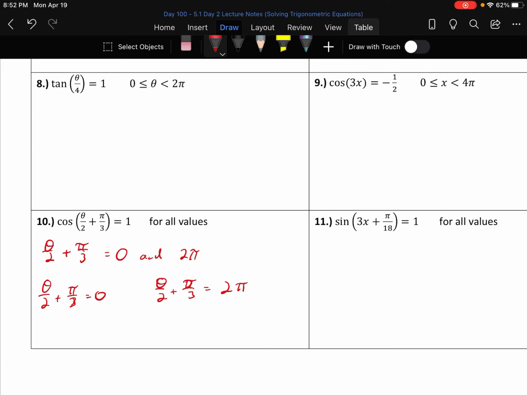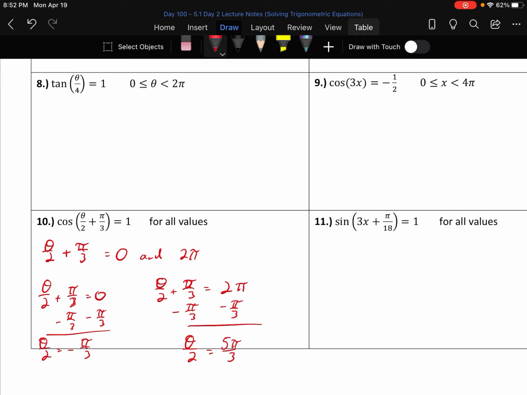So for both of these, to get rid of plus pi over 3, you subtract pi over 3. So let's quickly do that. So minus pi over 3, minus pi over 3. So we end up with theta over 2 is equal to negative pi over 3. And theta over 2 is equal to 5 pi over 3.